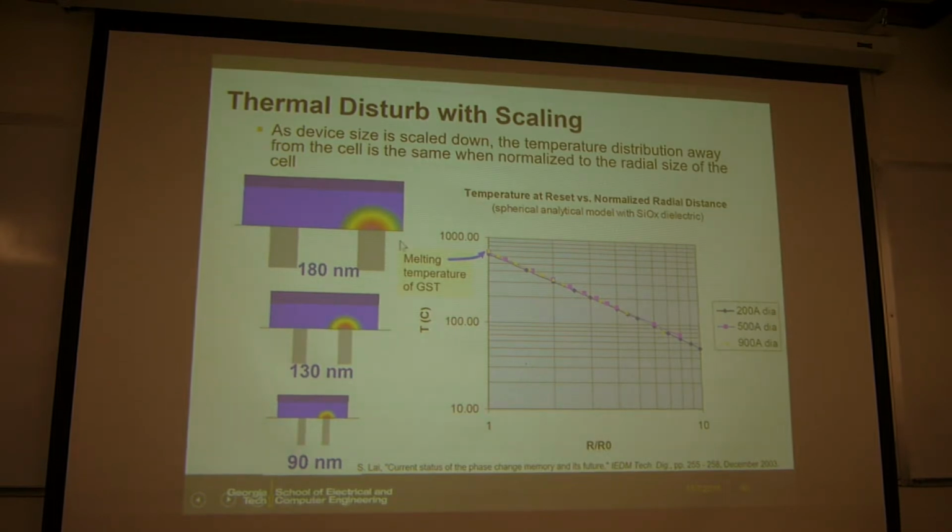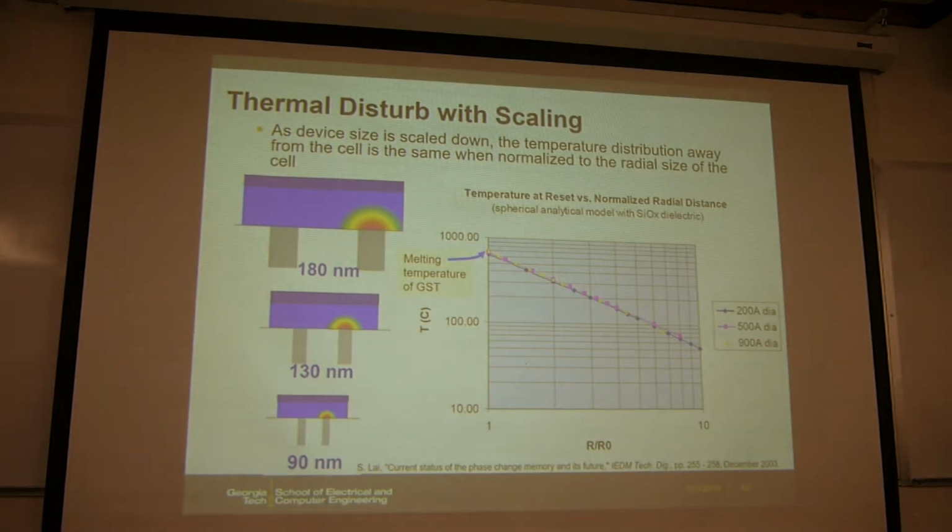So you can tell that this thermal disturb problem will be more serious with the scaling, right? Because with the scaling, those two cells become closer, so the thermal disturb, or let's say the spread of the heat, is easier. So you will have more and more of this kind of problem. This is very unique in the phase change memory because the temperature is so high.